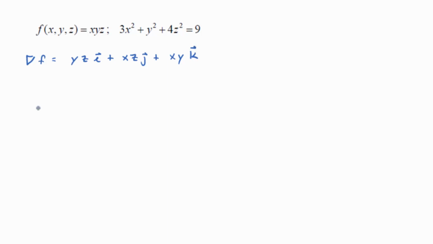You buy that? And then technically g would be what you get when you subtract the 9, but when you take the partials, that constant of negative 9 will go away, so I'm not going to worry about it. Del g is going to be what? 6x i, leaving space for the lambda, plus 2y j plus 8z k, multiplied by lambda.